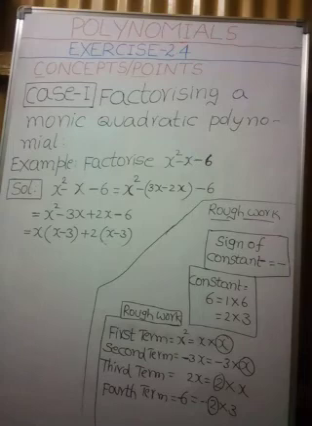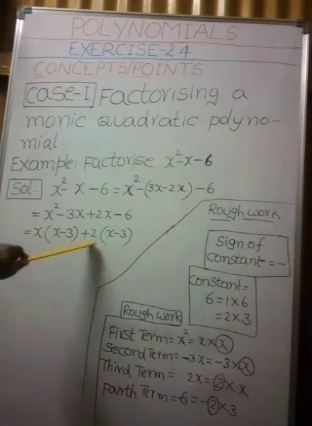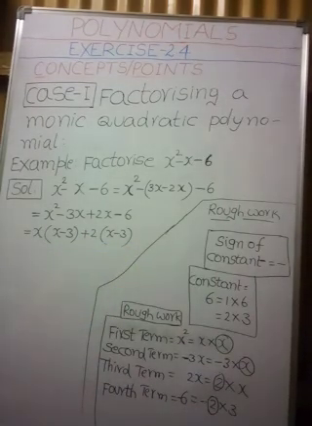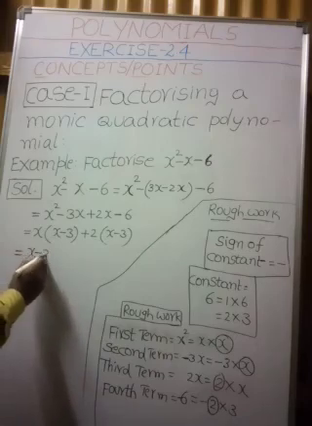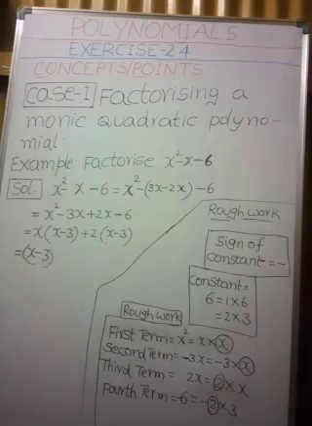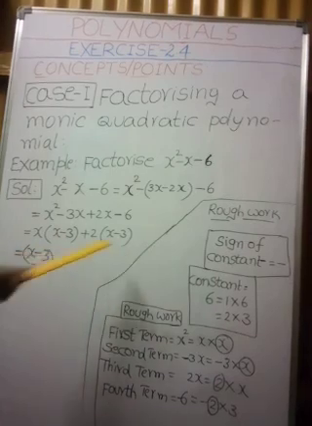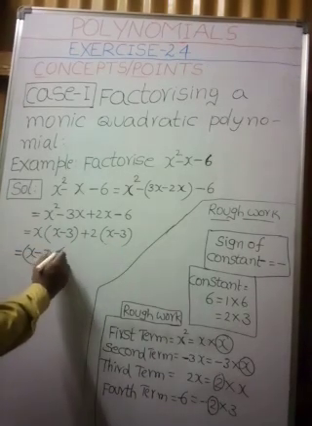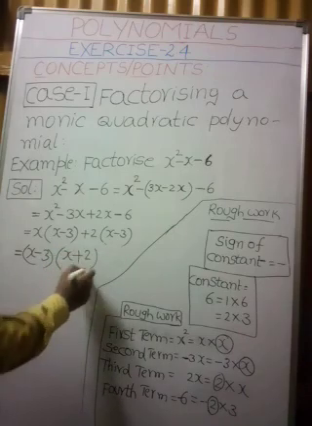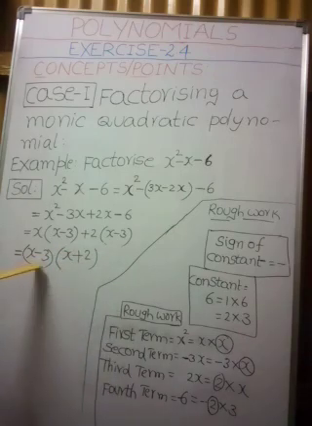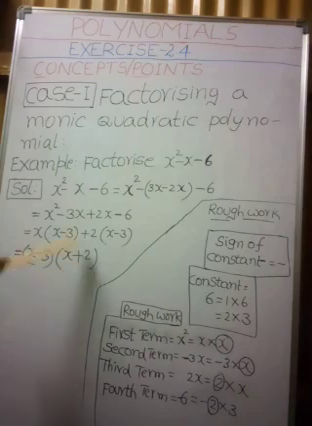Right. So finally we got two terms. x into (x minus 3) is one term, plus 2 into (x minus 3) is the second term. Again from these two terms, x minus 3 is a common factor. Here x minus 3 is there, here also x minus 3 is there. So we take out the common factor. Then what is left here? x. Here what is left? Plus 2. So x minus 3 is one factor and x plus 2 is another factor for this monic quadratic polynomial. Understood, my dear children? Right.